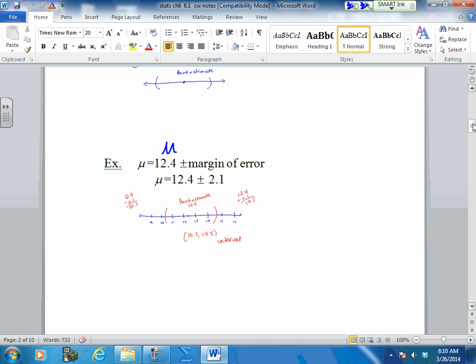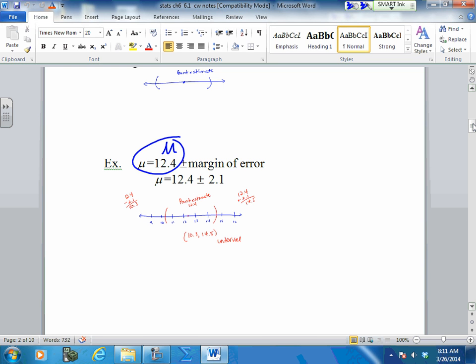In example 2, they found your mean for your advertisements. Here's your mean for your advertisements.